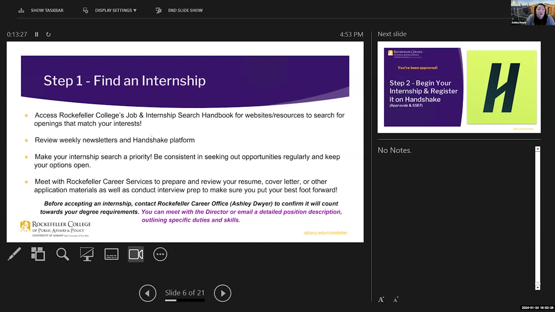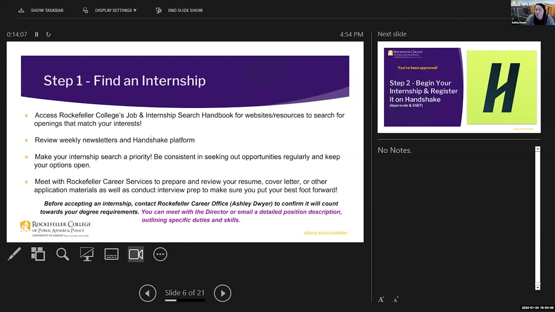advantage as well. Make your internship search a priority and be consistent in timing and seeking out opportunities regularly to keep your options open. So it can be easy for this to kind of fall to the bottom of the priority list when you're a student, because you have lots of other obligations: classes, work, family, personal, of course. But it can be a little bit of a process to attain the internship, right? You have to apply and then interview, and selections are made. That can take time. So you do not want to wait until the last minute of a semester, or even the last minute in general. So make it a priority, right?